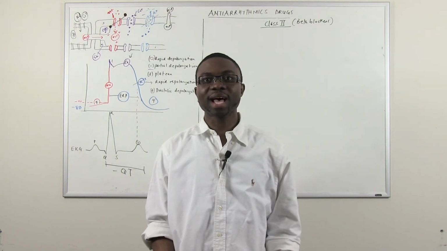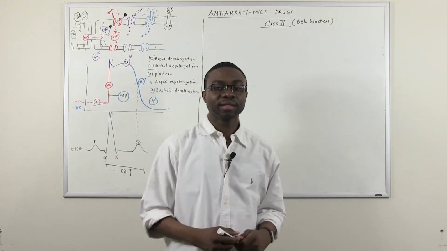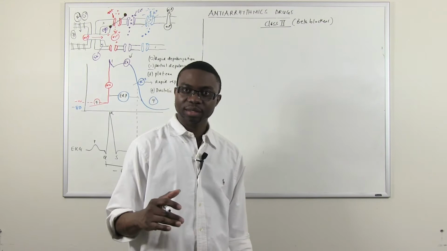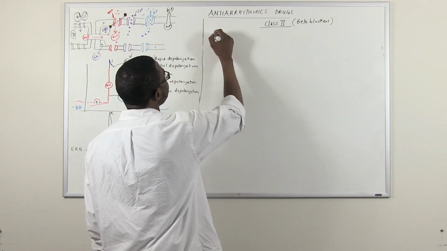So let's talk about class 2 antiarrhythmic medications. These are known as beta blockers. Remember, no bad boys passes cops. So these are beta blockers.